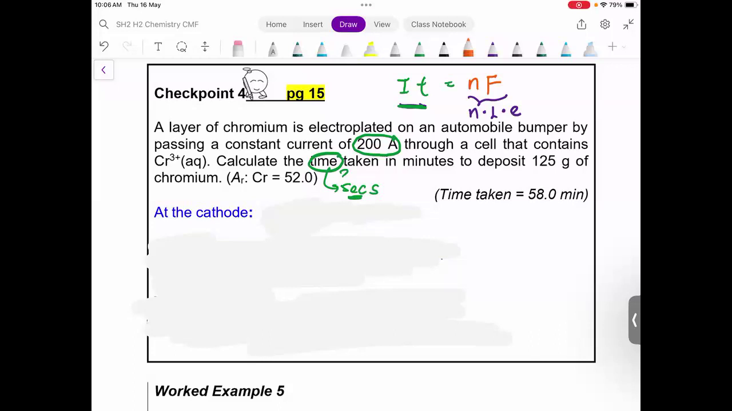If you look at your nF, F is Faraday's constant, which is 96500 obtained from your data booklet. So you need to work out the number of moles of electrons. How do you work out the number of moles of electrons?